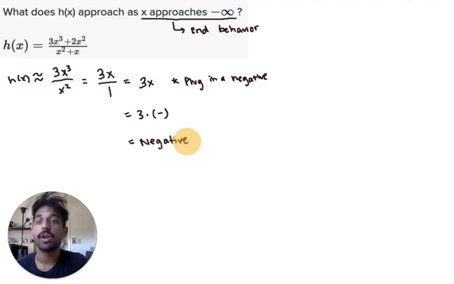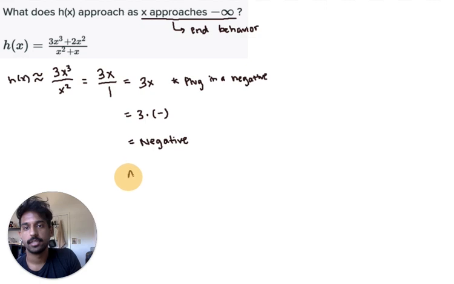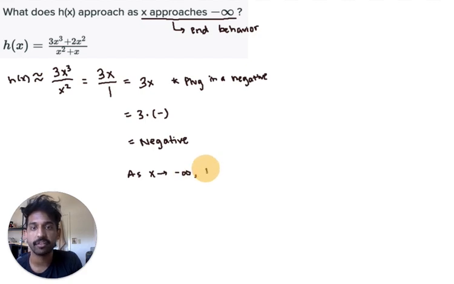And so because we know that it's going to be negative, it's going to get really big negatively, that means that as x approaches negative infinity, our function h of x will also approach negative infinity.